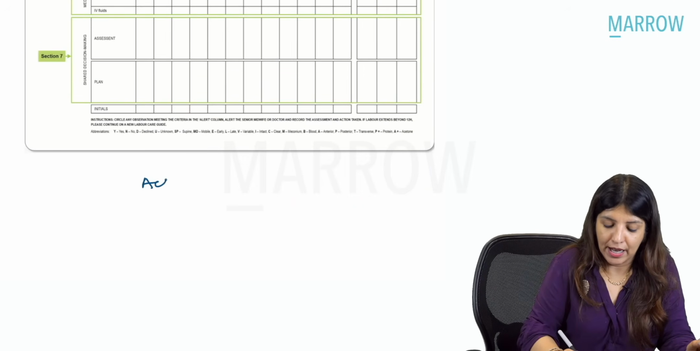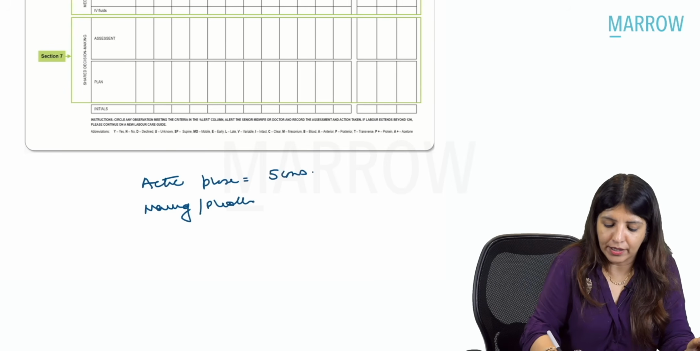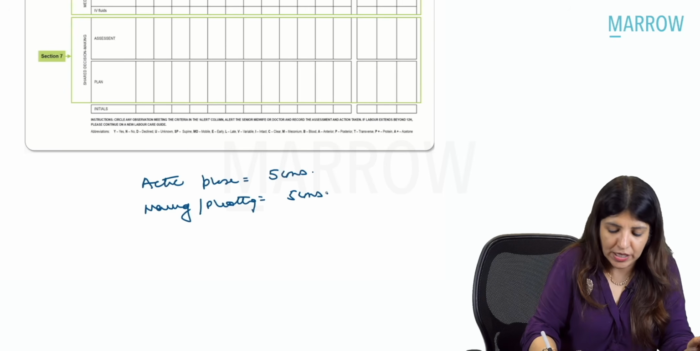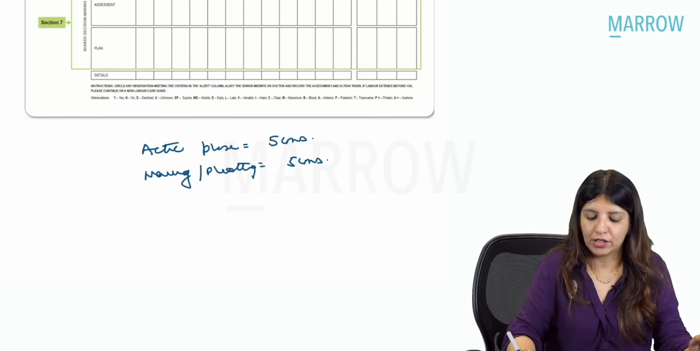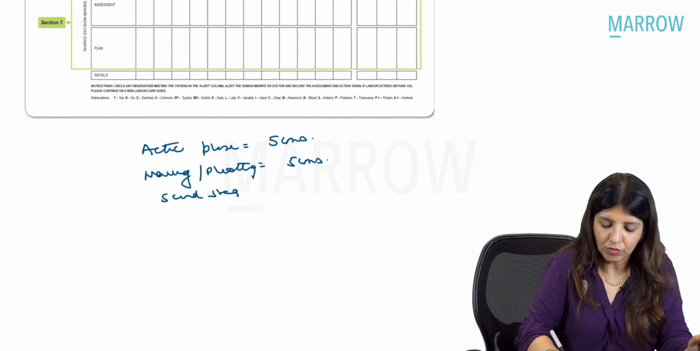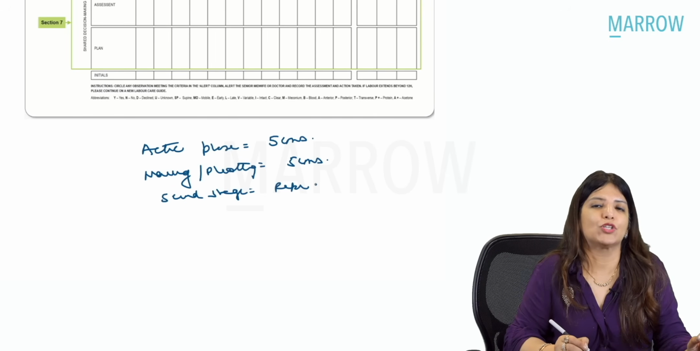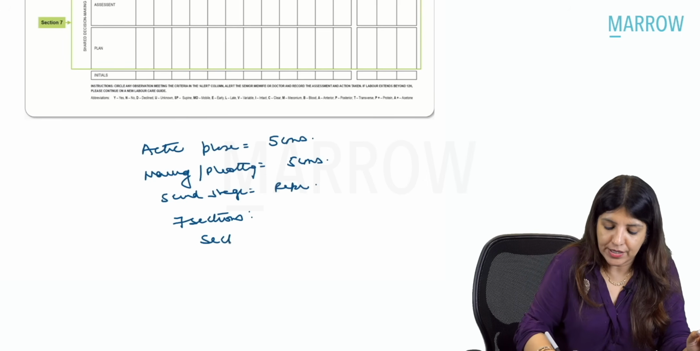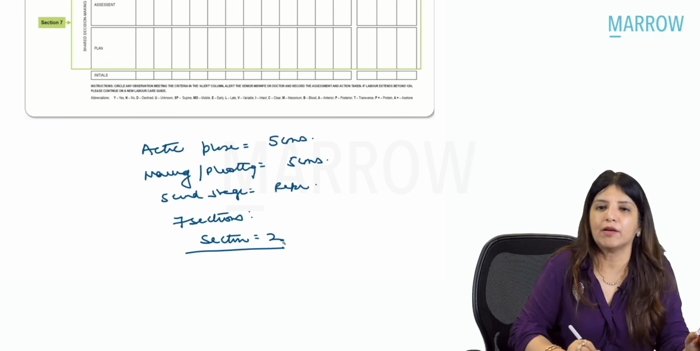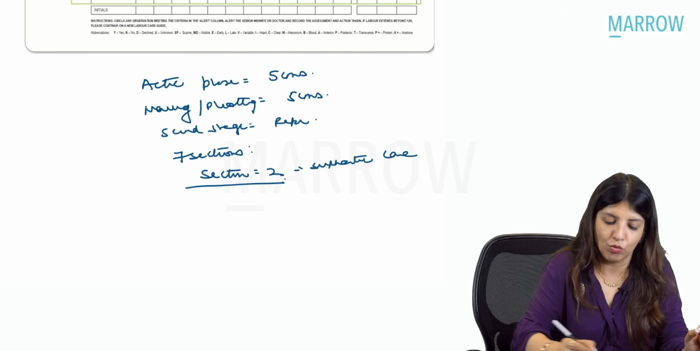In labor care guide, active phase begins at 5 centimeters, and that is why plotting or marking is going to begin from 5 centimeters. In labor care guide, second stage of labor is also represented. Second stage is represented. In WHO's labor care guide, there are 7 sections, out of which section number 2 is extremely important, which is a section for supportive care. In this section, what is included?